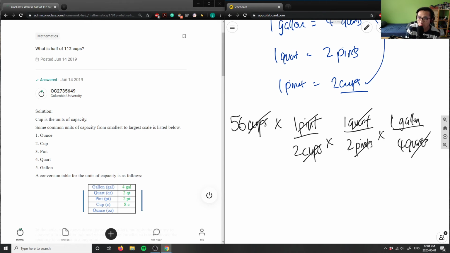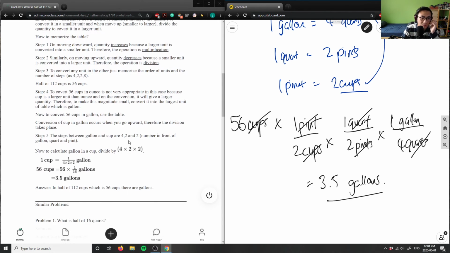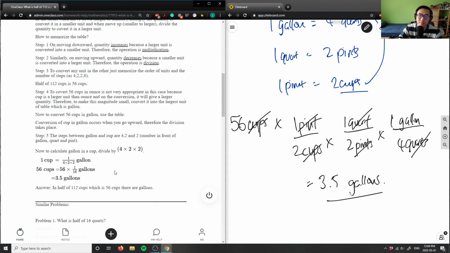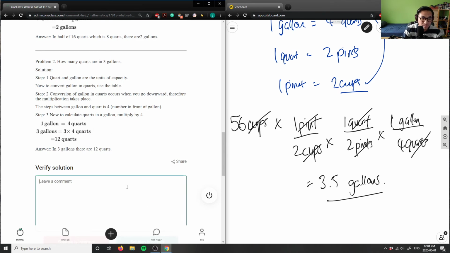So this here would equal 3.5 gallons here, and this solution here is the correct answer, and as you can see, it's 3.5 gallons as well. So the solution here is correct.